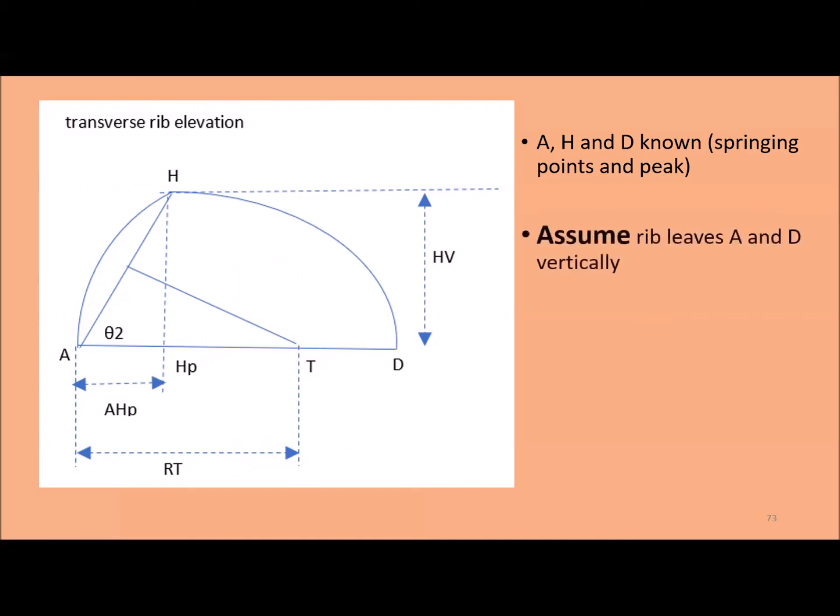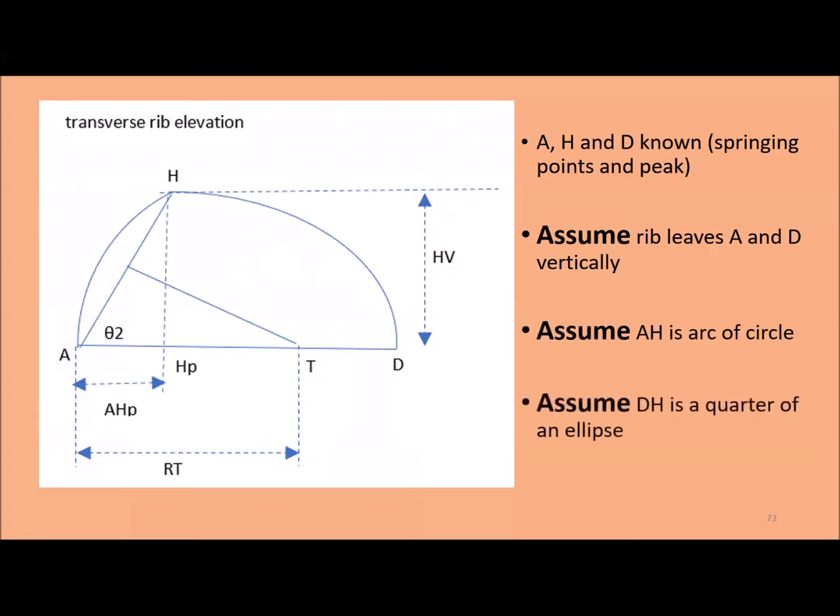We assume that the ribs leave A and D vertically. And we're assuming that AH is an arc of a circle, the left-hand side, and we're assuming that DH, the right-hand side, is a quarter of an ellipse. Advice on better assumptions will be gratefully accepted.